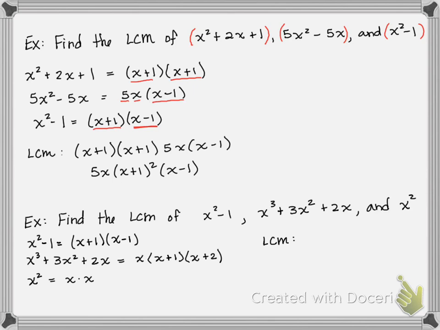Okay, so we'll start again with that first factorization, which is x plus 1 times x minus 1. And then what additional factors do I need from the second factorization? X plus 2. I need x plus 2 and an x, which I'm just going to go ahead and put right here. And then do I need any additional factors from the third one?